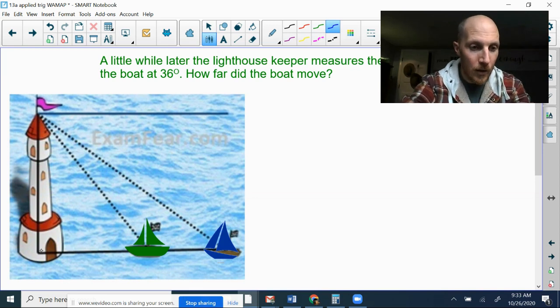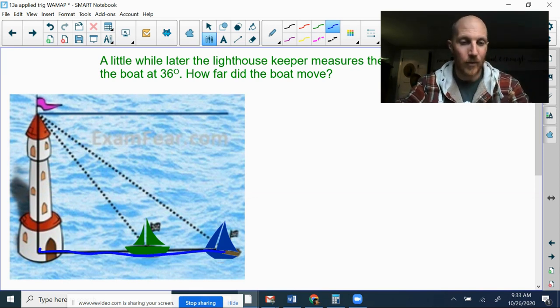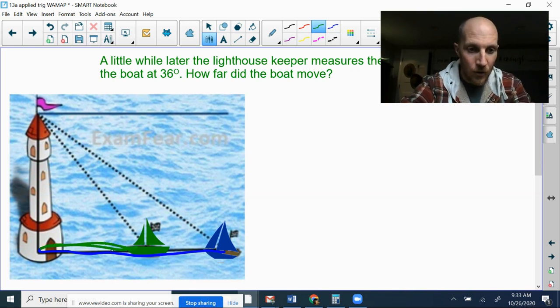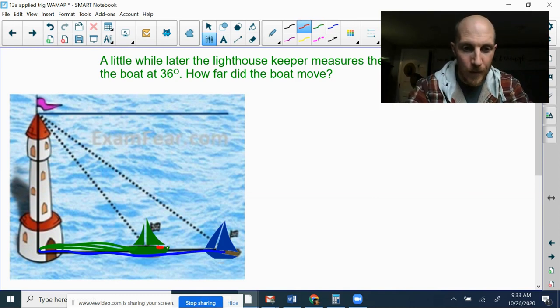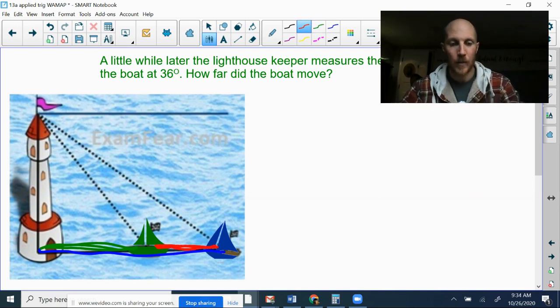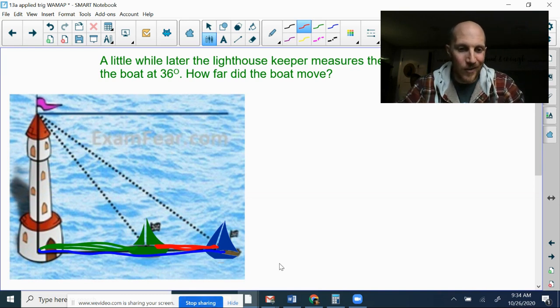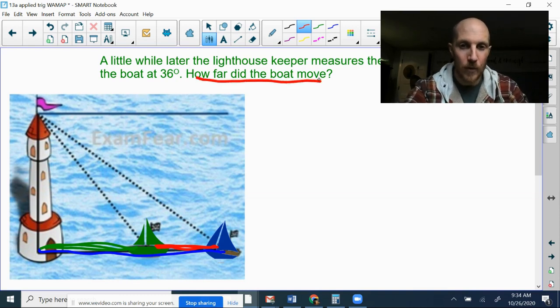So I found just a moment ago how far away the boat was at, we're going to call it the blue illustrated boat, right? So that was the 450 feet that we just got. So after the boat moves, angle of depression is going to be 36 degrees. I will be able in just a minute to find how far away the green boat is from the lighthouse, right? Once I have both of those two distances, I can subtract right there. And that difference will be how far the boat moved.